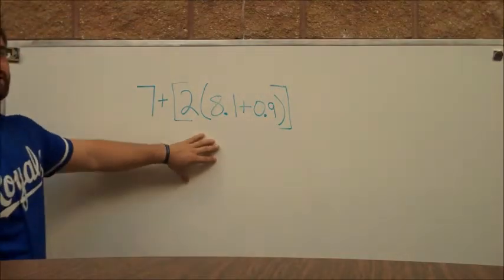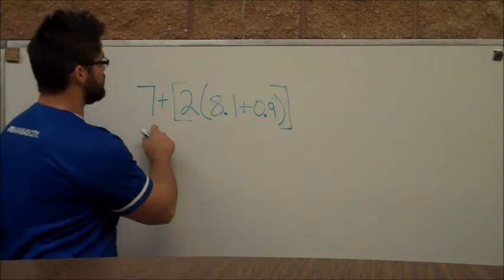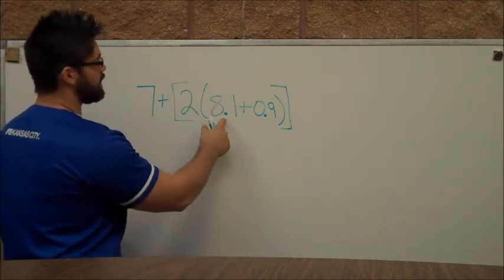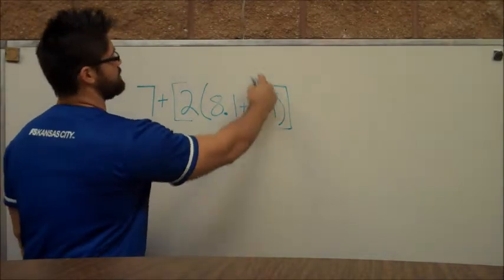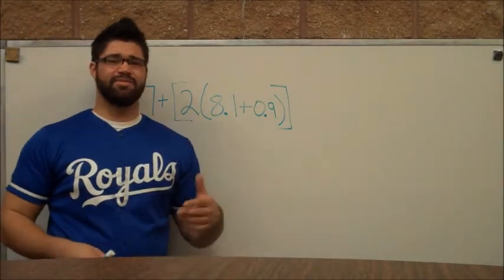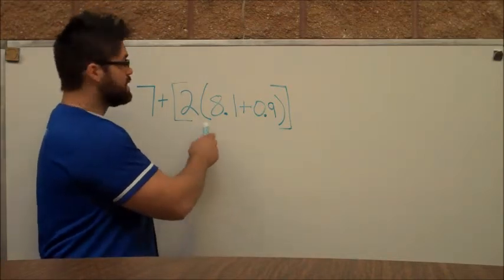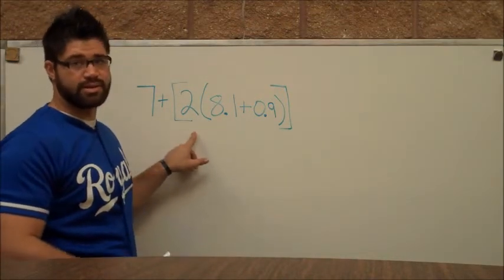Here's the first problem that we're taking a look at today. We have 7 plus a bracket 2 times parentheses 8.1 plus 0.9 parentheses and bracket. These brackets might be confusing if you haven't seen them before, but all a bracket is, we're going to use the bracket in place of a second pair of parentheses.